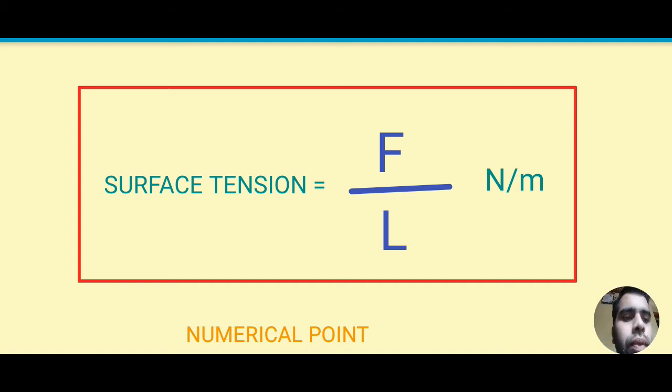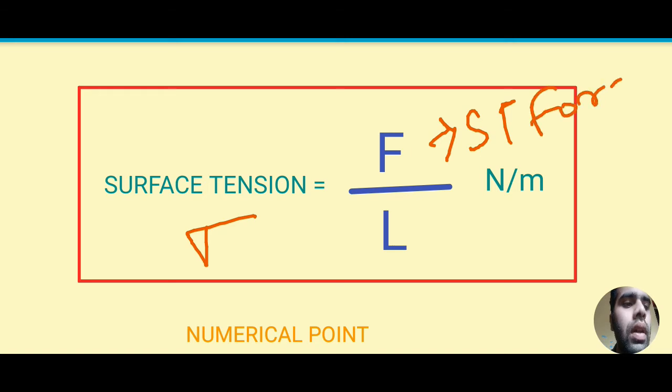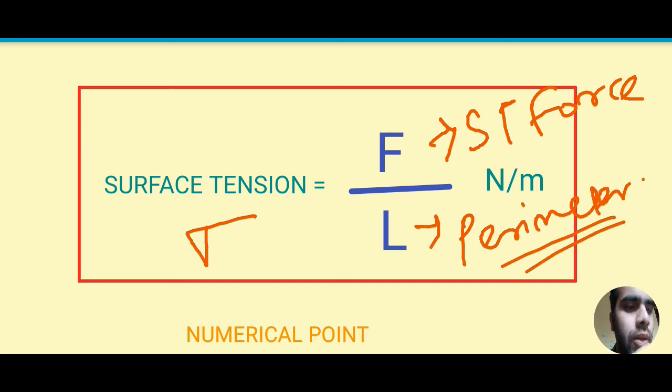So if you see the formula for surface tension, it is denoted by sigma. Sigma is equal to F by L. F is called the surface tension force and L is the perimeter. And why do we take the perimeter? Because the surface tension force acts on the perimeter of the liquid, it doesn't act at the surface.